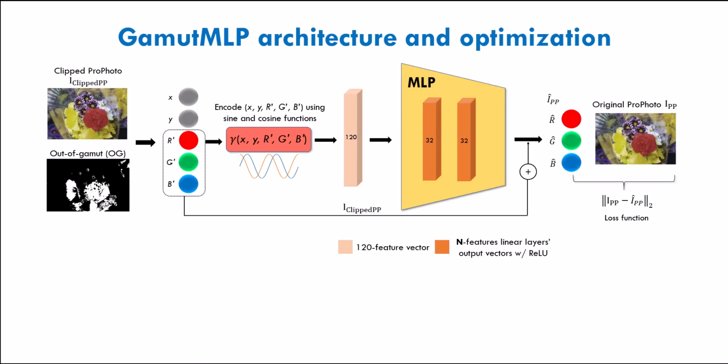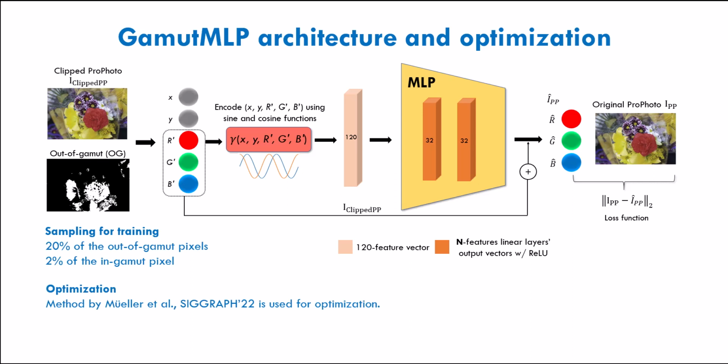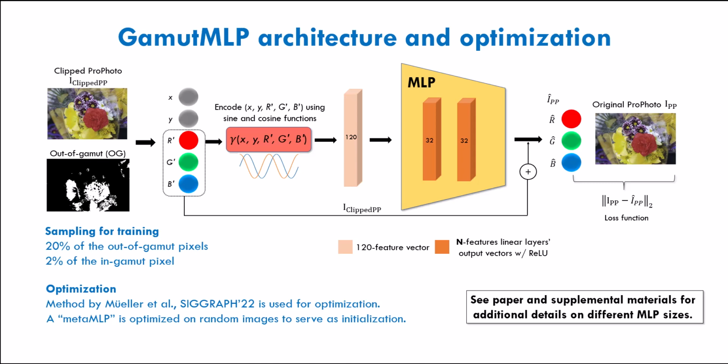Similar to NeRF methods, we first encode our 5D input using sine and cosine functions. The MLP itself is composed of two hidden linear layers. The MLP predicts residuals that are added to the clipped values. The MLP is optimized using 20% of the out-of-gamut pixels and 2% of the in-gamut pixels. The work by Mueller and others is used for fast optimization. We also pre-train a meta-MLP on random ProPhoto images. The weights of the meta-MLP are used for initialization.